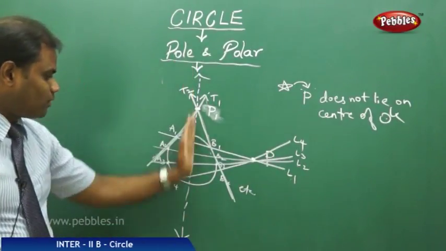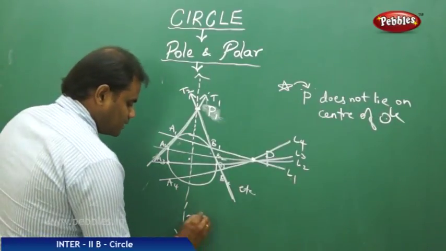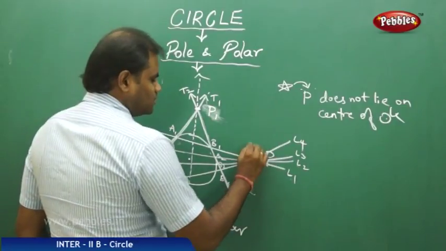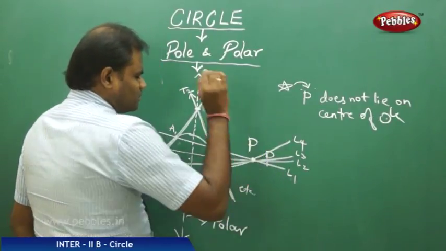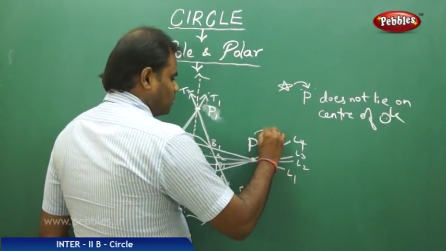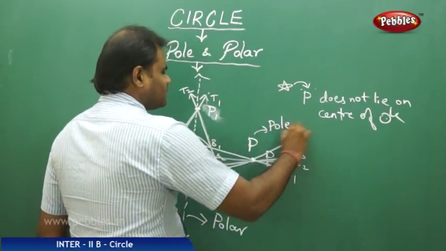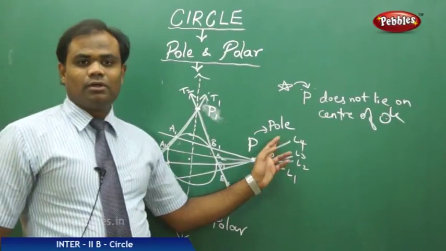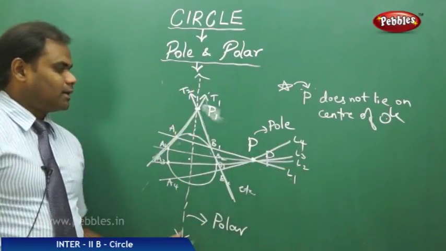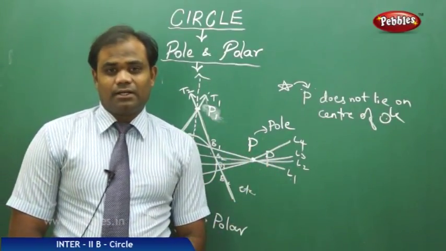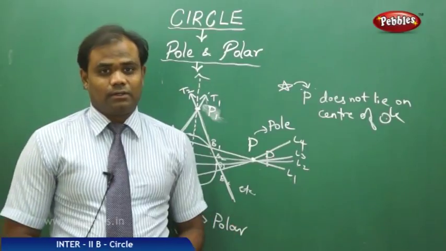So this line where all the points of intersection lie is called the polar, and this point through which we draw the chords is called the pole. So this is the polar and this is the pole. So polar is the straight line and pole is the point. So this is how we understand the pole and polar of a circle.